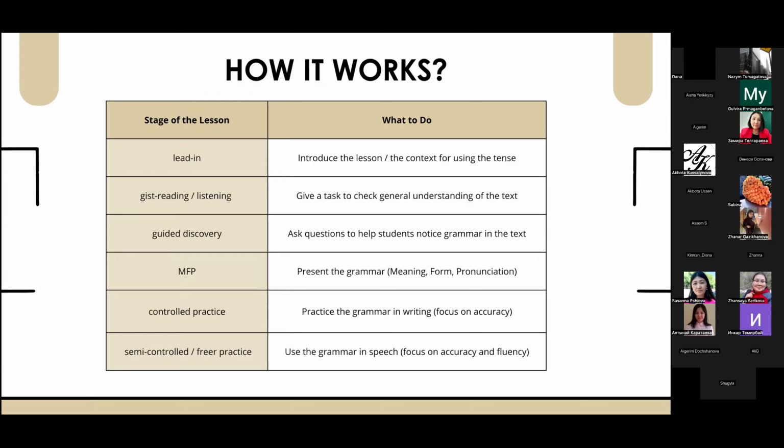Because everything in your lesson should be connected and should have the same context. You cannot start with fashion in the lead-in and then finish with the environment. Those are two unrelated topics. If you started with fashion, you finish with fashion. So that's why it is a bit helpful.